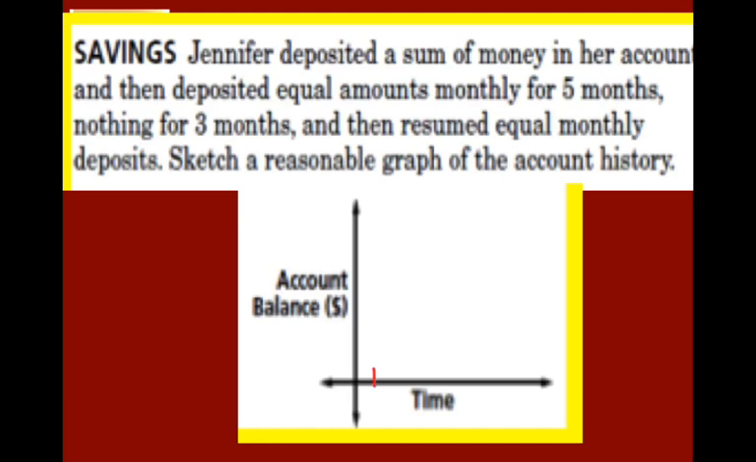So let's see, this would be 1 month, 2 months, 3 months, 4 months, 5 months. So each of the months she would be depositing, so that it would be going up. And then this would be at 5 months. It says she does nothing for 3 months, so that means the money would stay the same. And then she resumes equal monthly deposits, so then it would keep going up and up and up. Kind of makes sense. It'd be kind of like a step function there, actually.